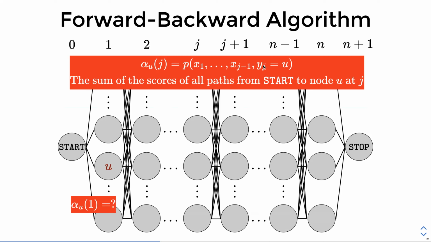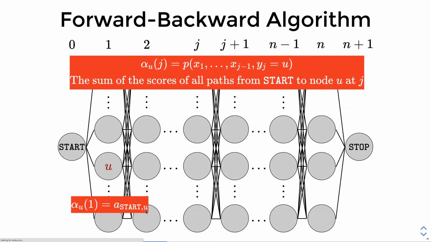So it's only y_j is u. Okay, so that means, do we have any emission? Do we generate x1? The answer is no, right? So this is actually the value that should be stored inside this node. So alpha u1 is a start u.